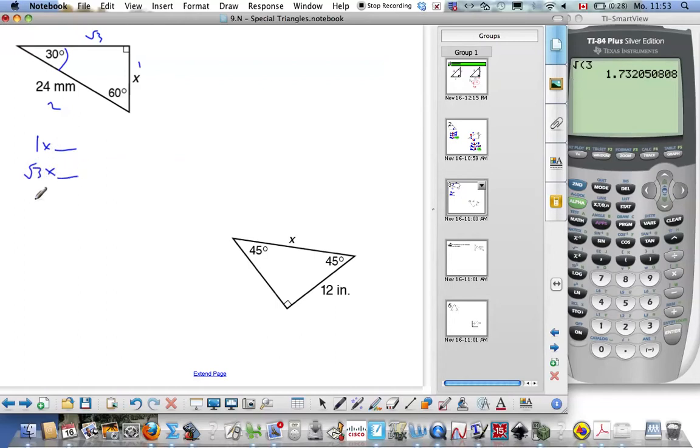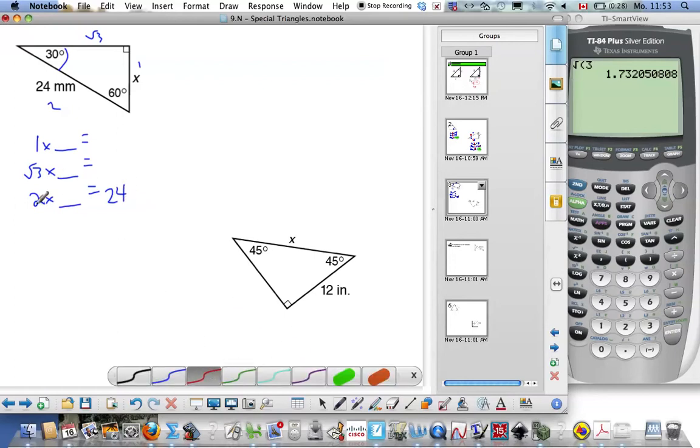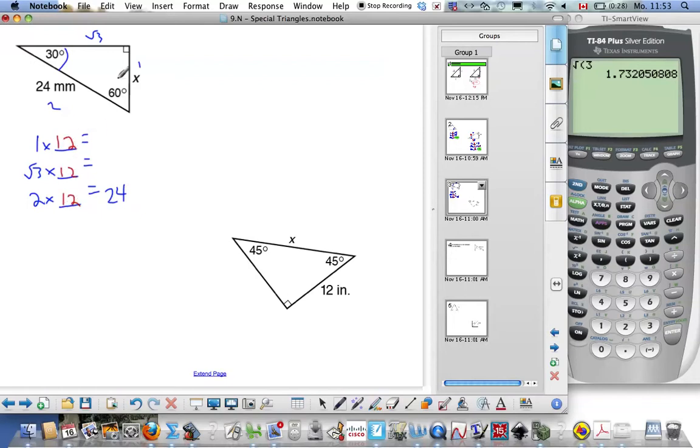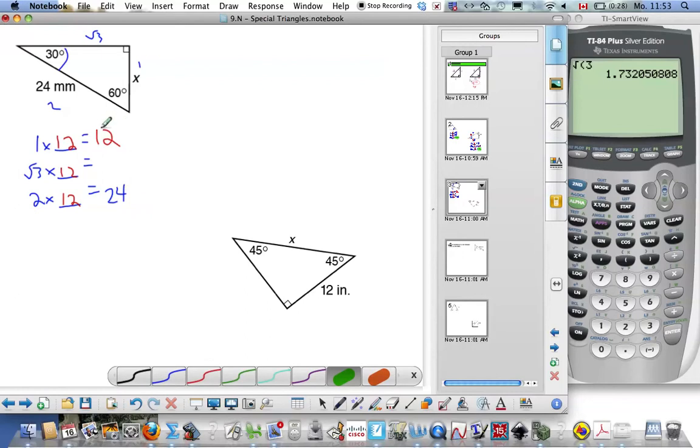So again, just write out all 3. And what we know here is the hypotenuse, which is 24. So what do we have to multiply by? 2 times what is 24? Times 12. So that means the multiple is 12. And they're asking us for the one side, so our answer is going to be 12.